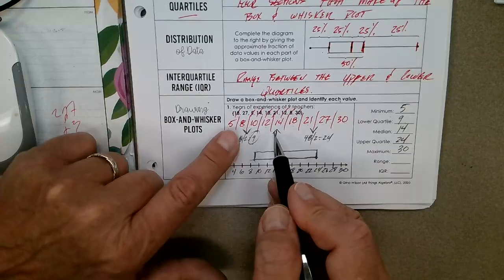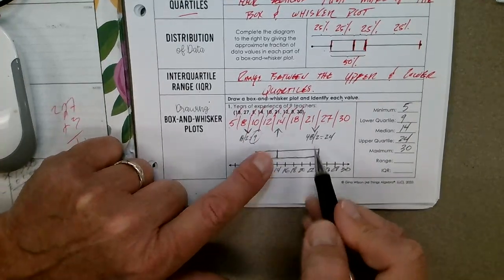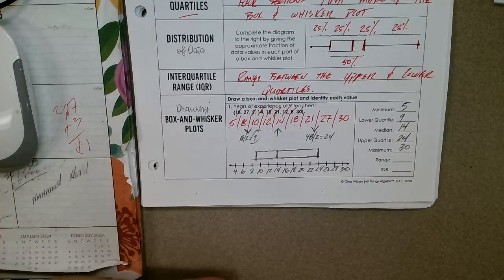Well, look at the data distribution. It's clustered tighter, and that's why. This one is more spread out, and it shows that by the spread of the data on the box plot.